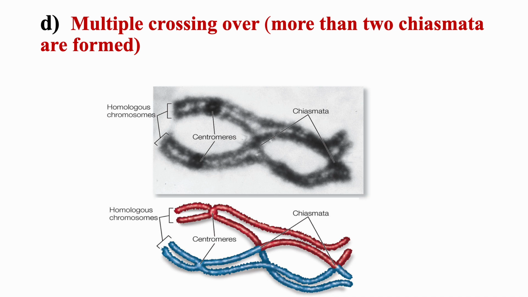So when crossing over occurs at more than two places in the same chromosome pair and more than two chiasmata are formed, this type of crossing over is known as multiple crossing over. It is very rare because of interference in crossing over.